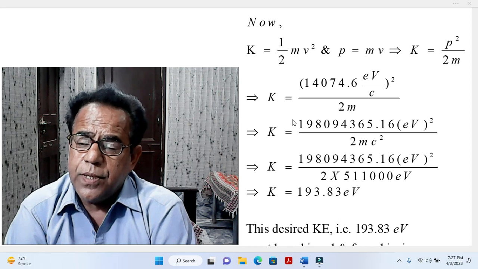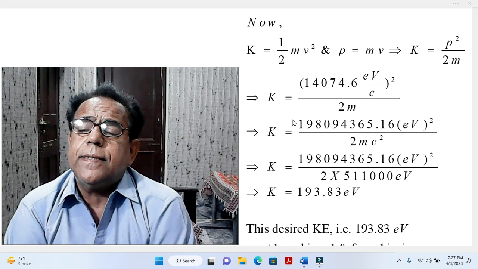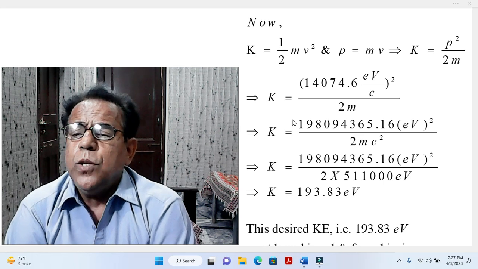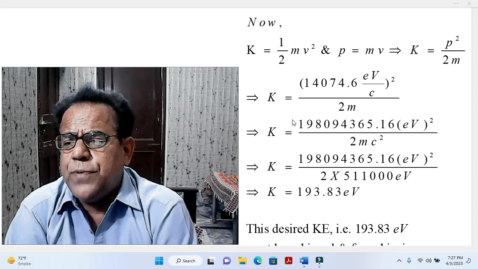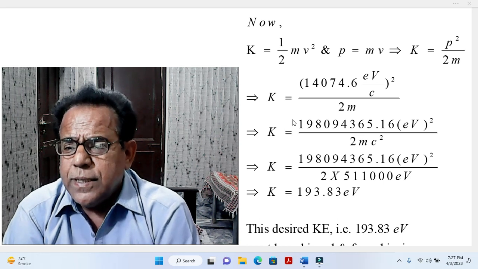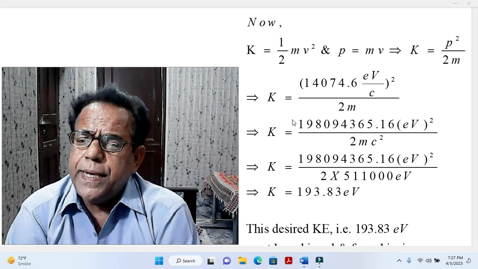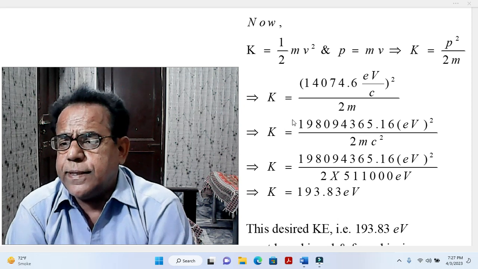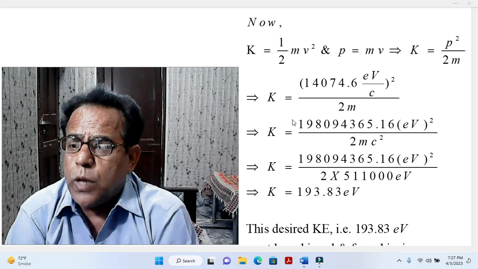P we have found in our previous step. So we have done nothing here. Simply we have used the value of P which we calculated in our previous step. So K has become equal to 14,074.6 electron volt over C whole square divided by 2m.